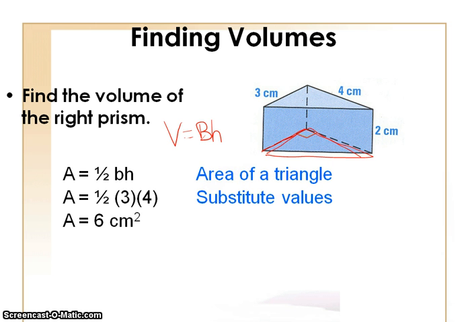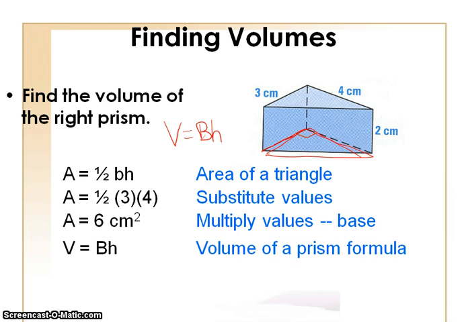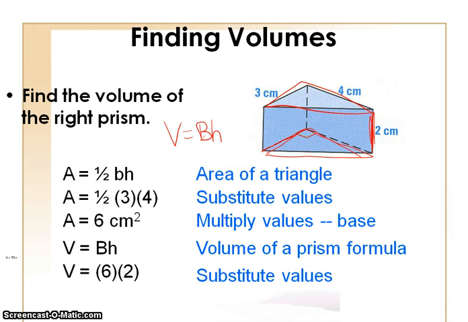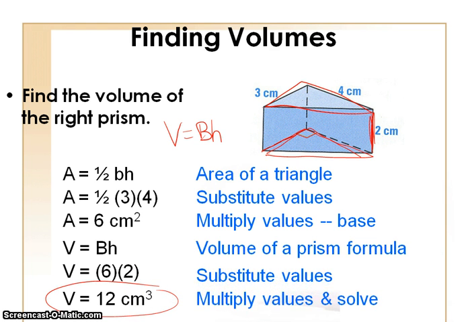And then we realize that the area of that triangular base is 6 centimeters squared. And we know that volume is just base times height. We know the height of this is right here because it's the distance between the 2 parallel same-shaped bases. So it's 6 times 2, and we get as our answer that the volume is 12 centimeters cubed, and we would not forget our units.